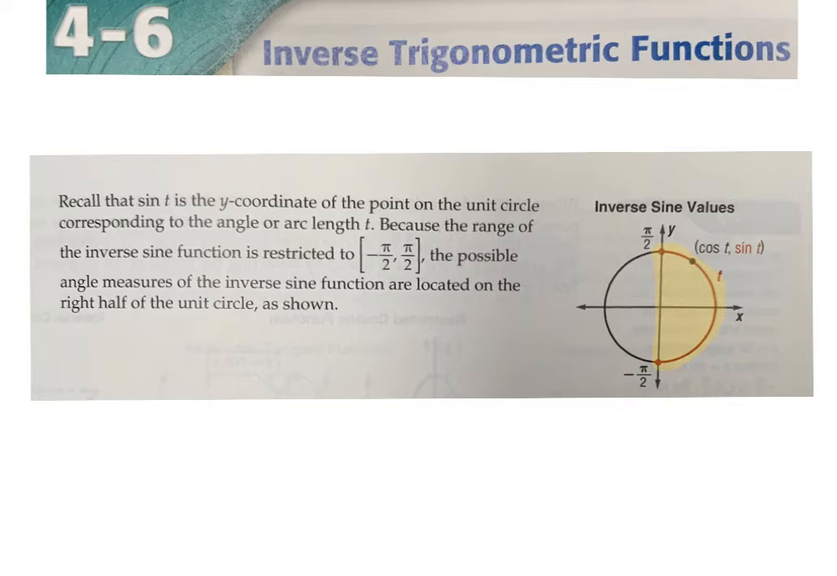And this will cover every sine value on the entire unit circle, because the sine values in the second quadrant just mirror the sine values in the first quadrant, and the sine values in the third quadrant just mirror the sine values in the fourth. So if you take the first and fourth, you have covered all of your sine values, all right? And so that's why they restrict it to the first and fourth.